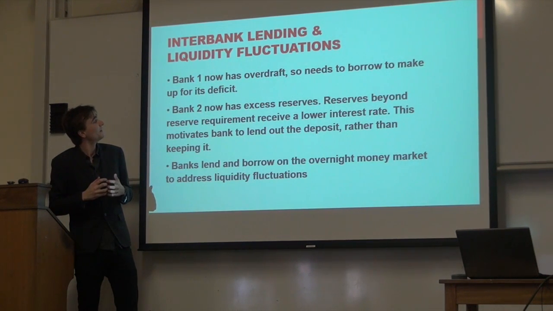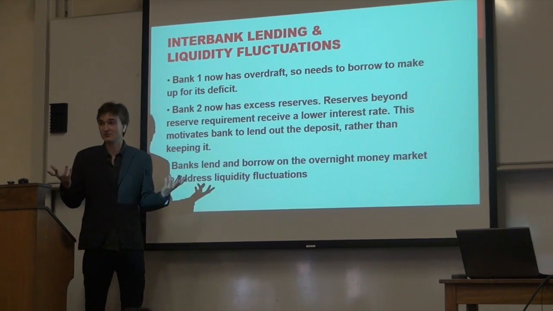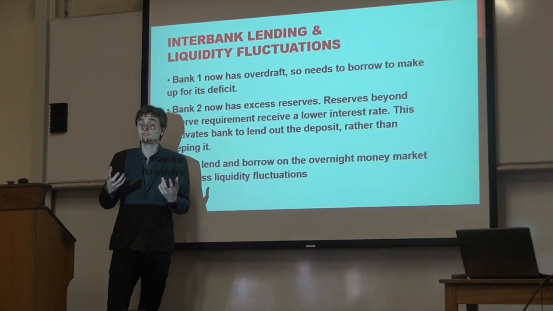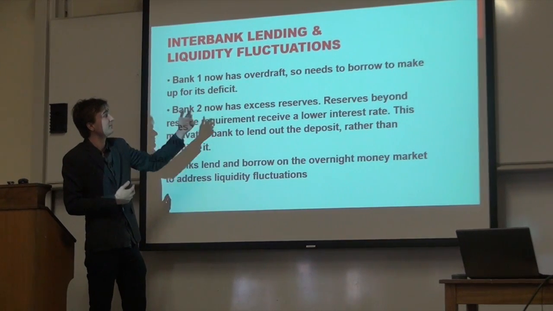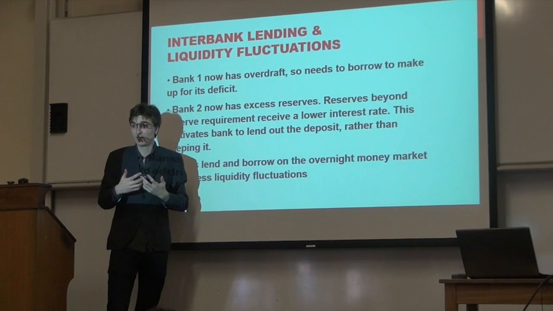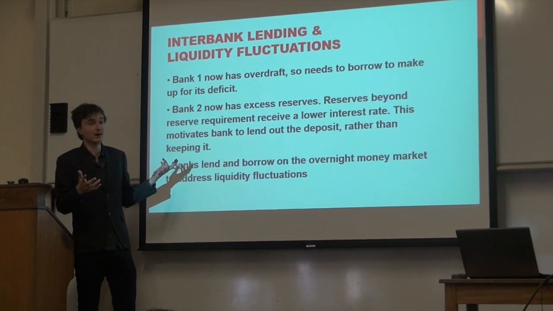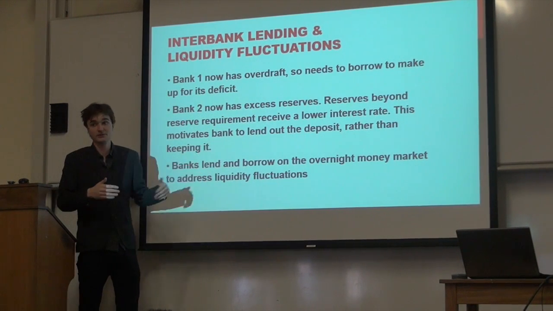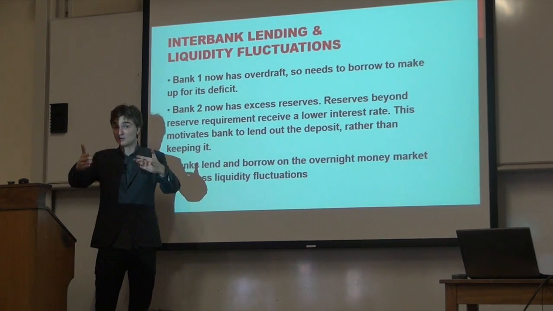So what do they do, right? So now we have just a situation where the first bank has an overdraft and the second bank has excess reserves, right? At that point, it becomes important to look at the interest rates. At this point, the prices of money become very important. So the bank has an overdraft, and for that reason, it needs to either pay a very high interest rate, or it needs, more realistically, to borrow money somehow to make up for its deficit. And at the same time, Bank 2 has excess reserves. Now, on excess reserves, you don't get paid interest or very little, so it's incentivized to lend out that money, right?